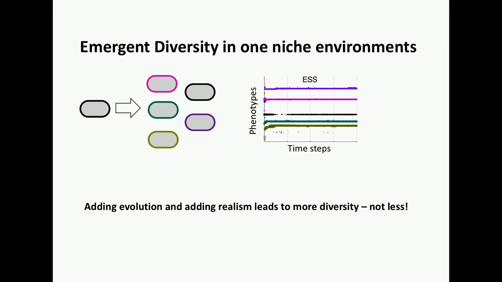So first of all, to summarize what I've shown you so far, I've shown you that we have emergent diversity in one niche environments if we allow the bacteria to freely evolve their investment in antibiotic production and antibiotic degradation in a realistic multi-scale model. And moreover, the types of communities we see are more complex than the ones we were seeing initially. So adding realism and adding evolution not only didn't hurt our mechanism, in fact, it made it work better.